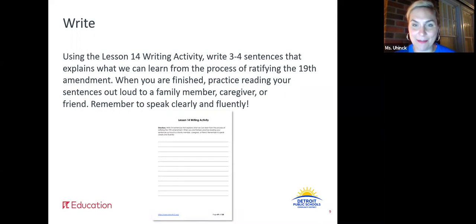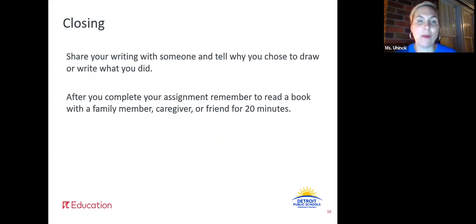All right, great. So remember, our learning target for today was that we can write in an organized way, clearly supporting our main idea with supporting details. We also wanted to be able to speak clearly and at an understandable pace. And remember, not too fast, not too slow. All right, in closing, I want you to practice your writing with someone again and tell them why you chose to write what you did.